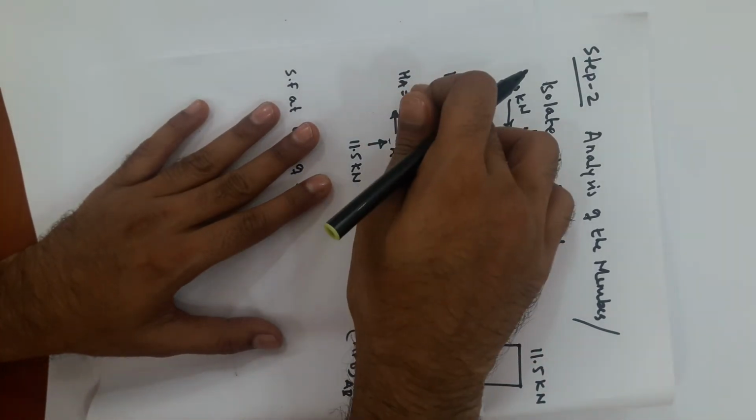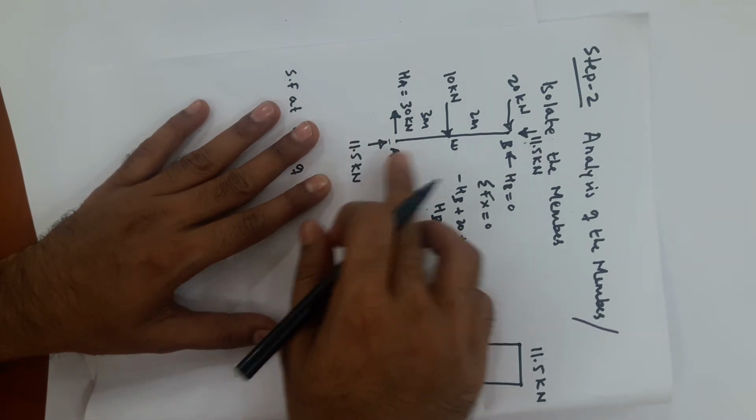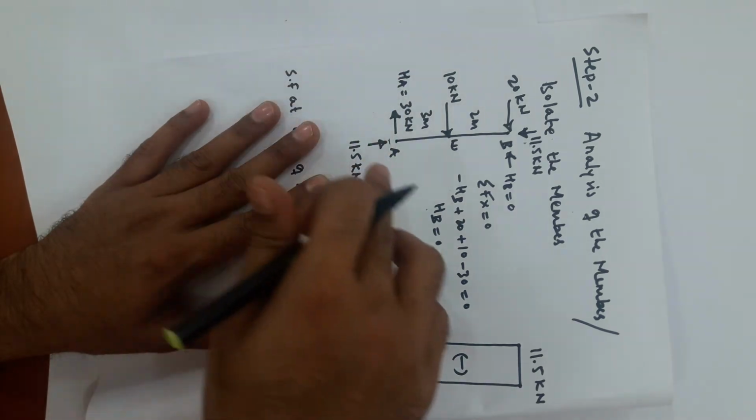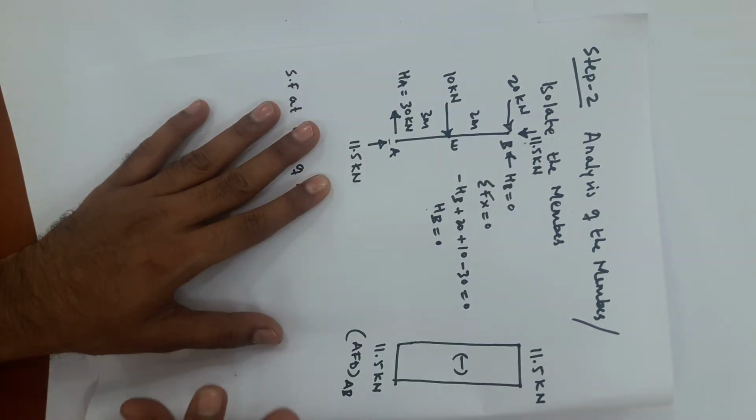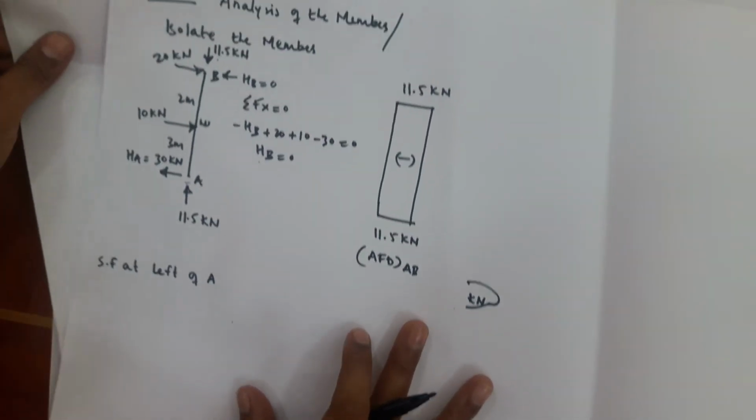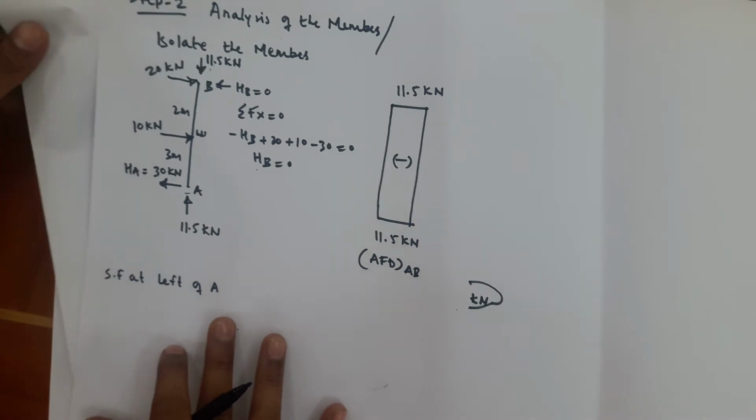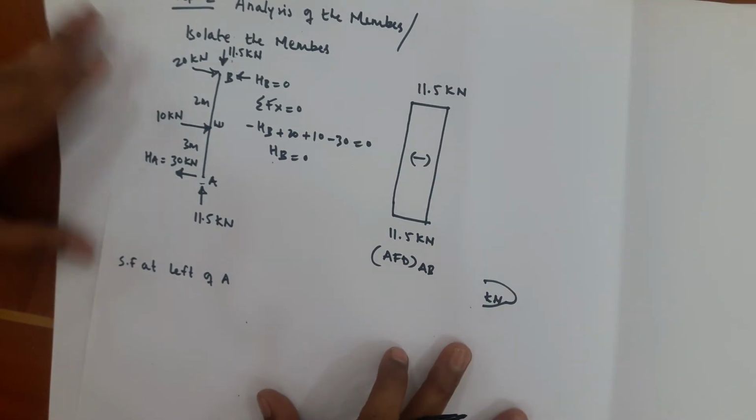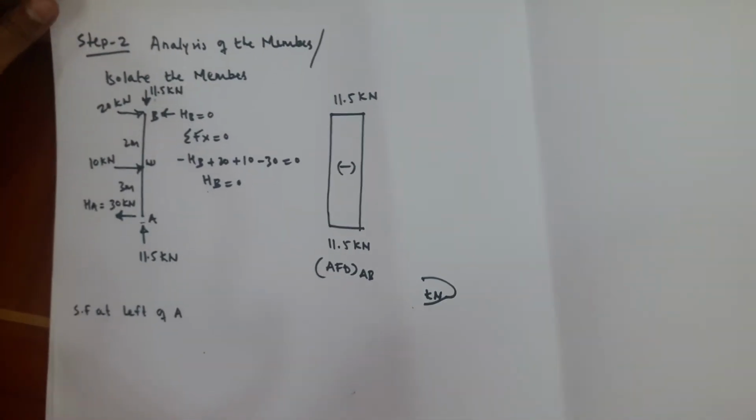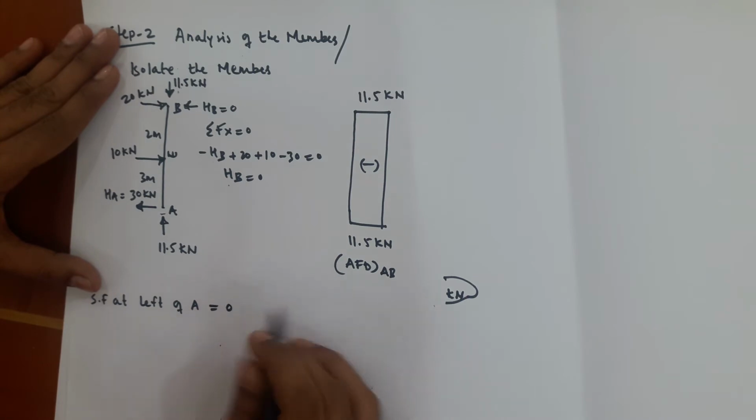Okay, so in this way we have to look. This is towards up and this is towards down. So we are following a direction A to B, means left to right. Whatever force is going upward, you have to take positive, and whichever force is going downward, we have to take negative. Okay, so in this way we need to calculate the shear force at various points. So at left of point A, shear force is 0.